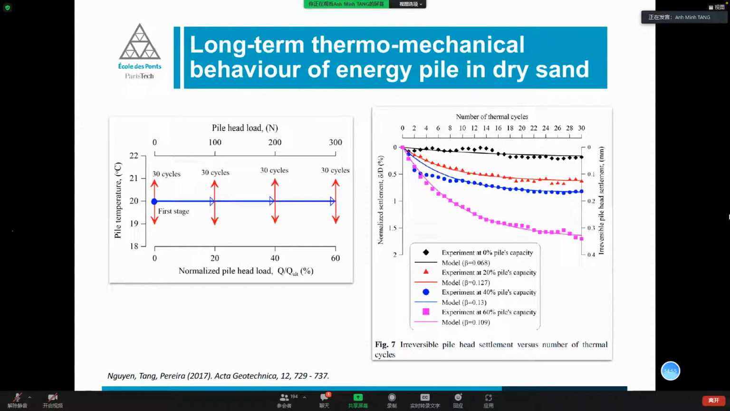These results are obtained on small scale piles, but that can allow us to say that for the full scale, maybe this phenomenon should be considered for the design of the piles, even if the settlement can be small, around 1% of the diameter of the pile here.